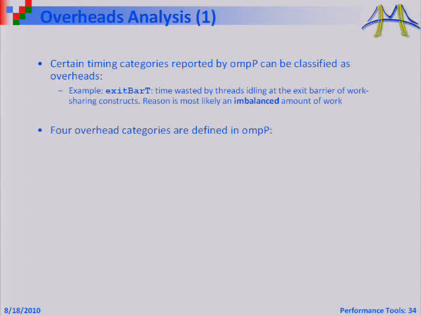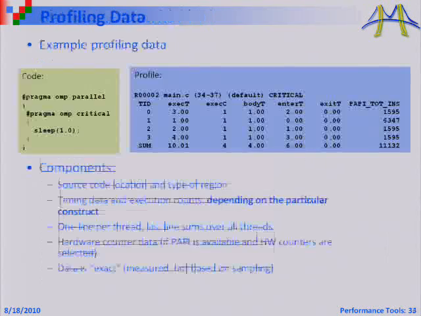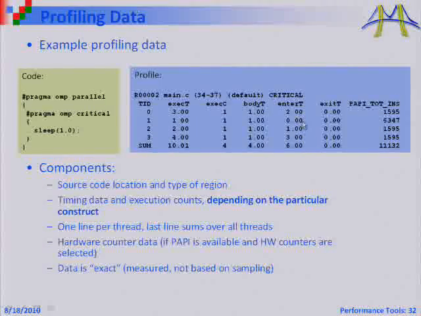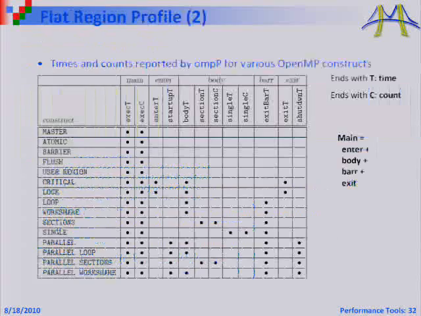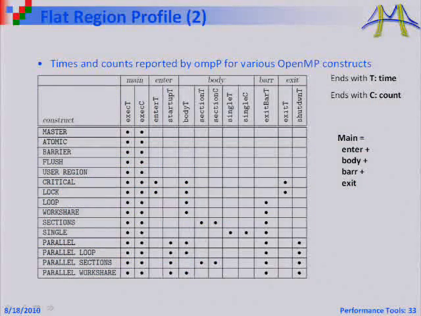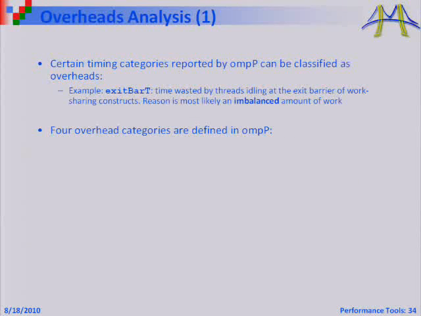If you go back to the previous example of the critical section here, this enter time is just idle waiting time. So this thread 0 waited 2 seconds to enter the critical section. It didn't do anything else on your behalf. So this represents an overhead. And similarly, some of the other times that are reported here represent overheads and waiting time that's not used on your behalf in your program.